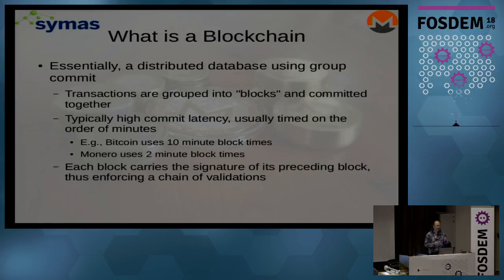So essentially, a blockchain is just a distributed database, right? It is somewhat transaction oriented, but if you think about it, it's a transaction system with group commit and delayed commits. There's typically a very high commit latency. In Bitcoin, the block time is 10 minutes, so a block is committed on average once every 10 minutes. In Monero, the block time is 2 minutes. Every block carries the digital hash of its preceding block, and so from the very beginning, you can trace the chain of hashes and prove that every one is authentic.